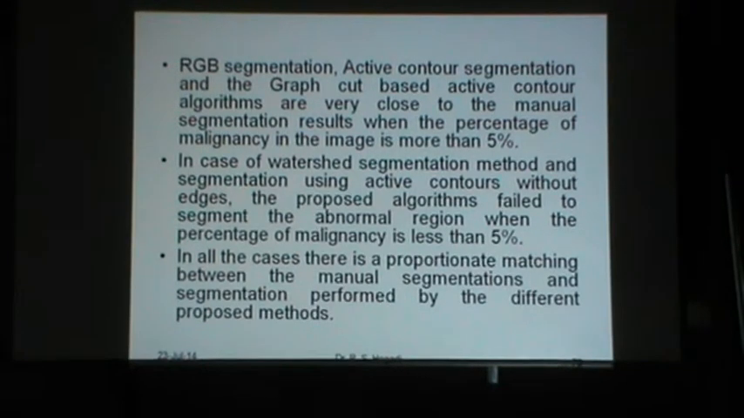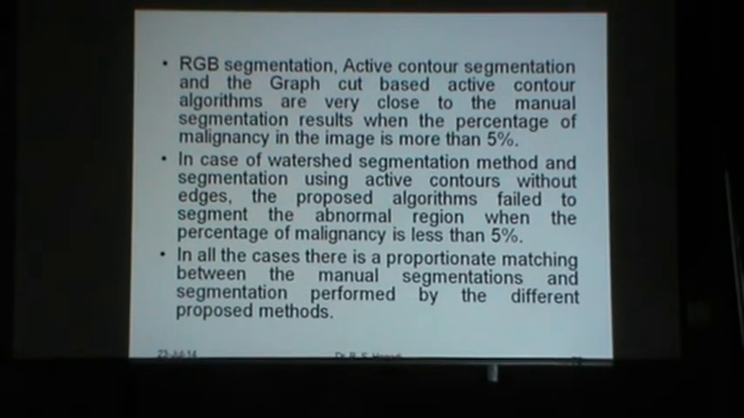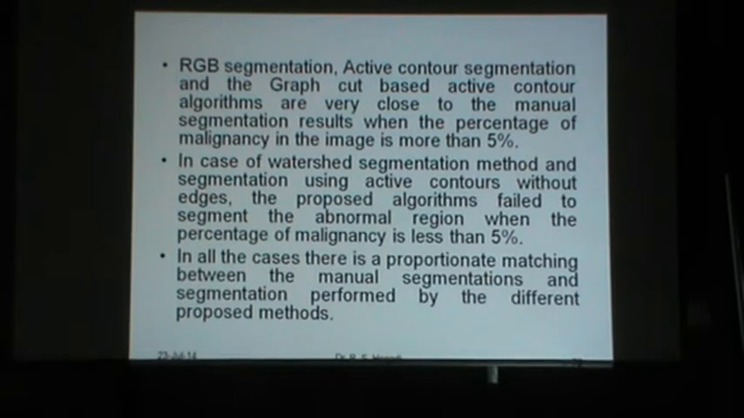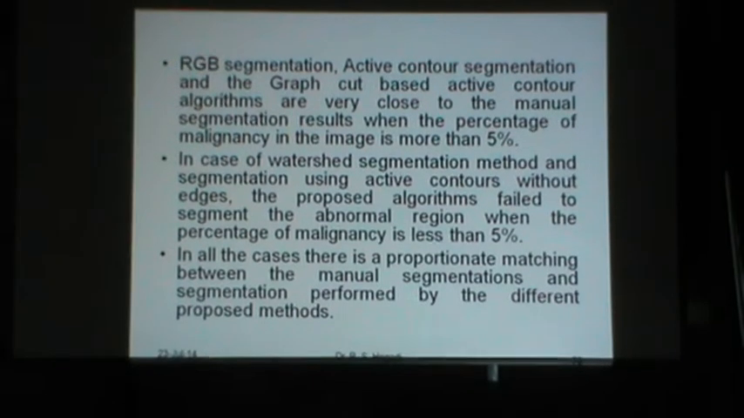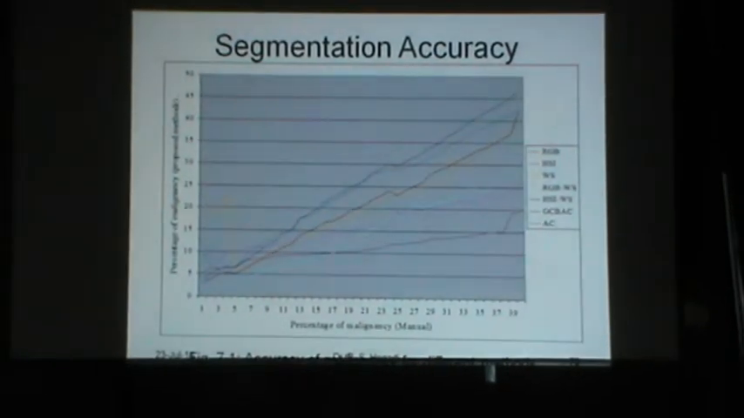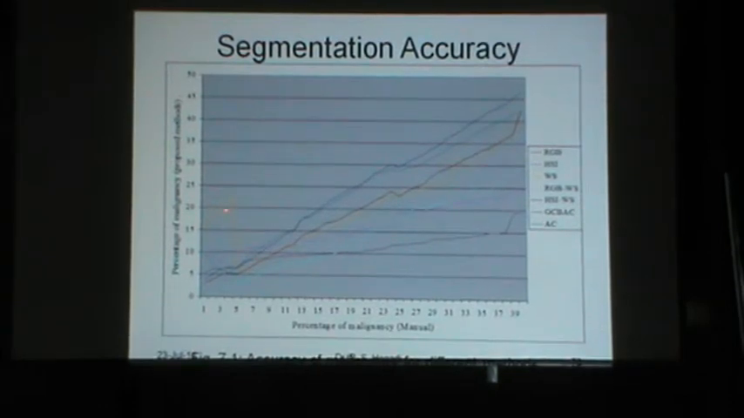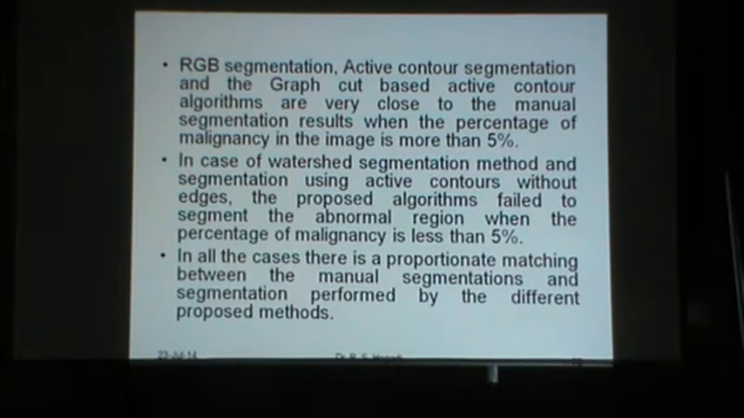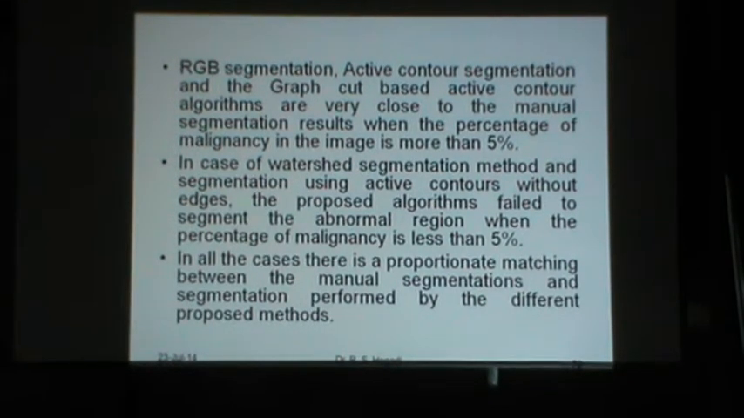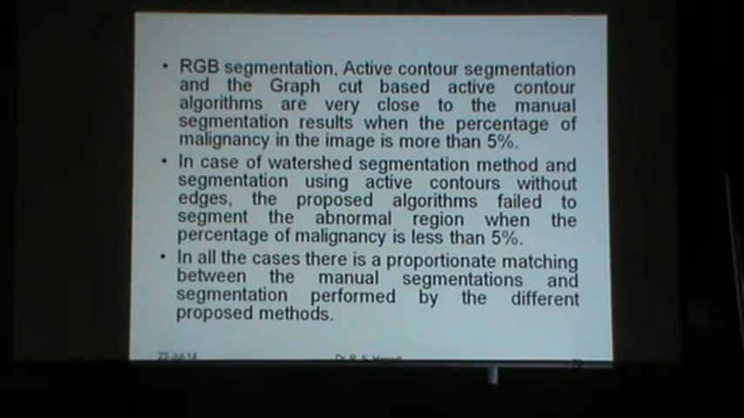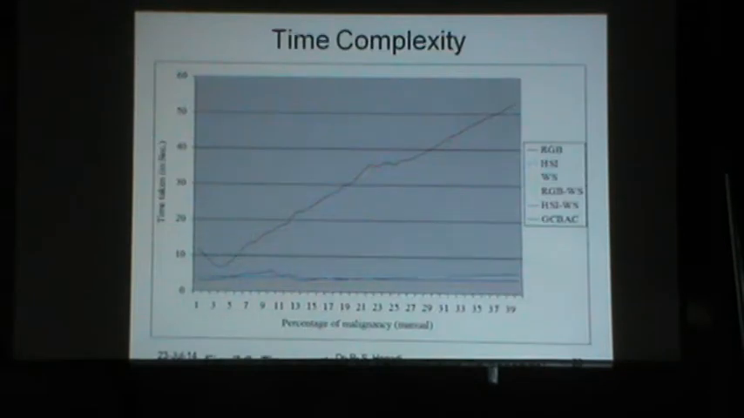In case of the watershed segmentation method and segmentation using active contours without edges, the proposed algorithm fails to segment the abnormal region when the percentage of malignancy is less than 5%. You can see here, in some regions, it has badly failed. Some of the techniques have badly failed when the malignancy is less than 5%. In all cases, there is a proportionate matching between the normal segmentation and segmentation performed by the different proposed methods. This is evident because almost all the curves move towards the higher end as the malignancy increases.